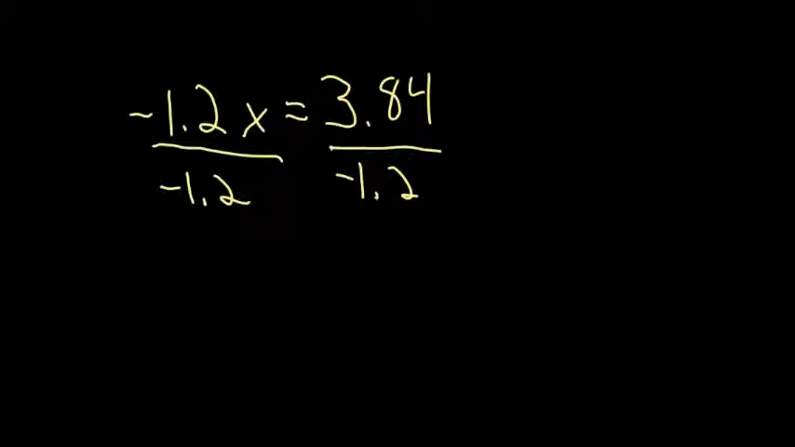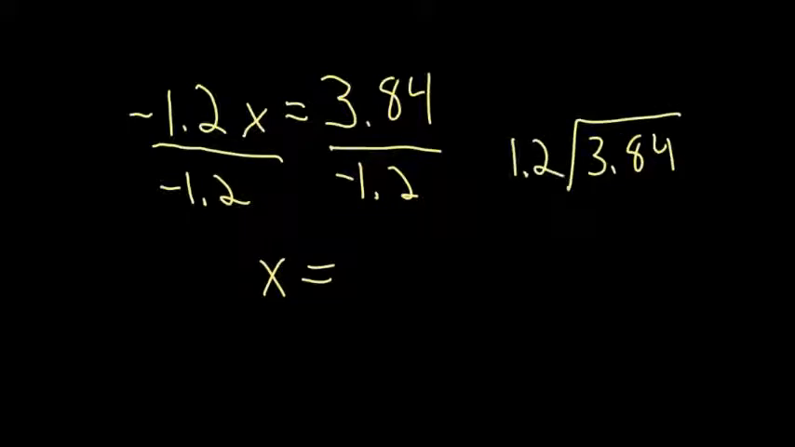So negative 1 2/10 divided by negative 1 2/10 is going to give me 1. So I'm just going to be left with 1x. And then I need to do 3 84/100 divided by negative 1 2/10. So I'm going to pull that off to the side. So move my decimal, move my decimal.